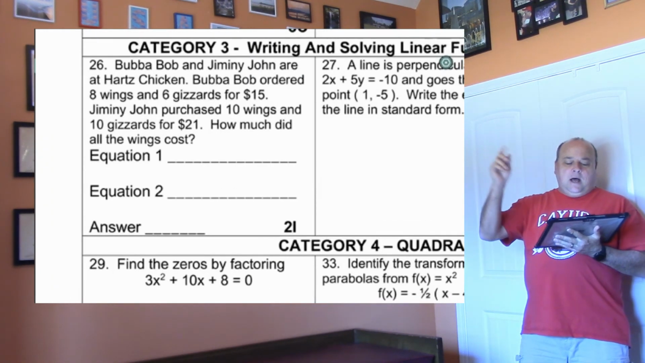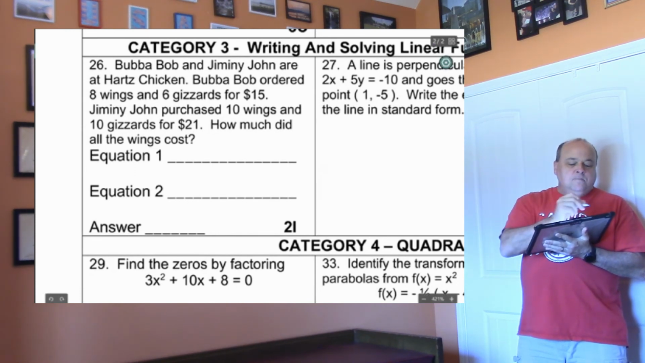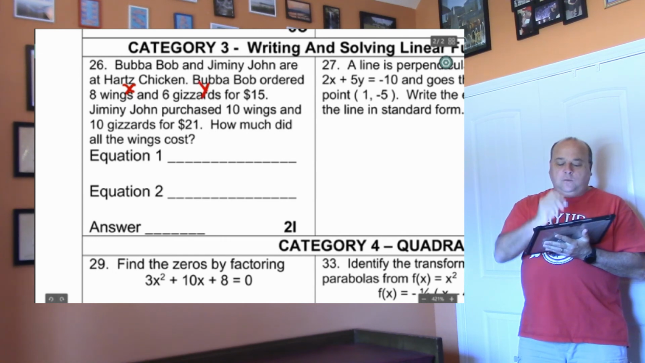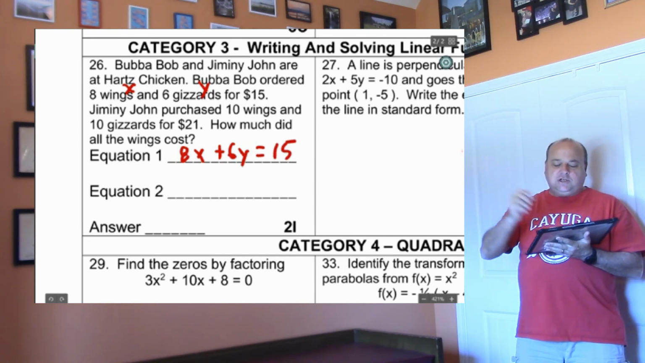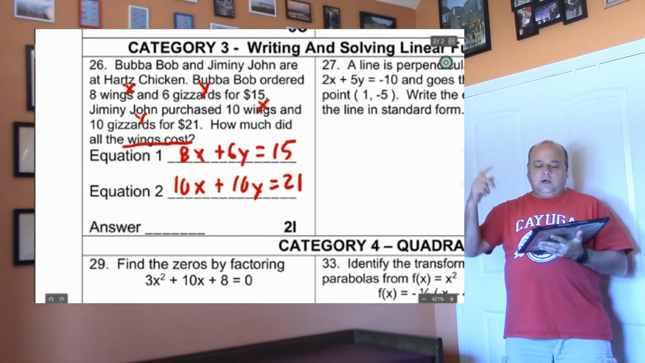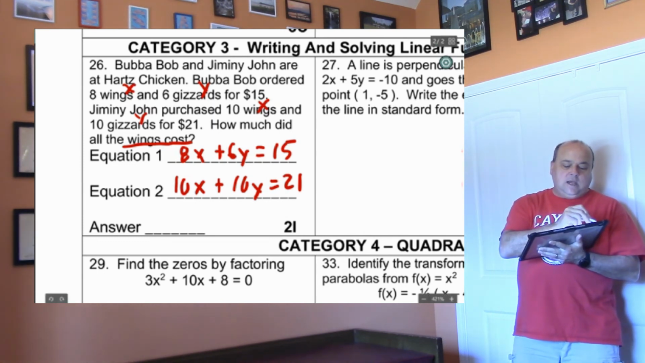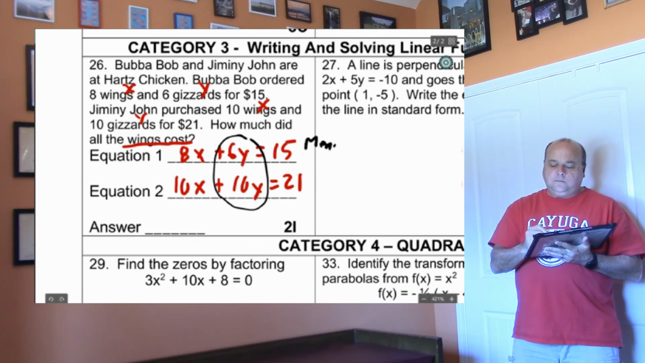Okay, Bubba Bob ordered 8 wings and 6 gizzards at Hart's Chicken. So wings will be x, gizzards will be y. This equation would be 8x plus 6y equals 15. Jimmy John purchased 10 wings, that's x, and 10 gizzards, so this will be 10x plus 10y equals 21. The problem wants to know the wings. So you're going to plug these in and get the cost of the wings, which will be this part, won't you? So you'll hit menu 3 to enter.